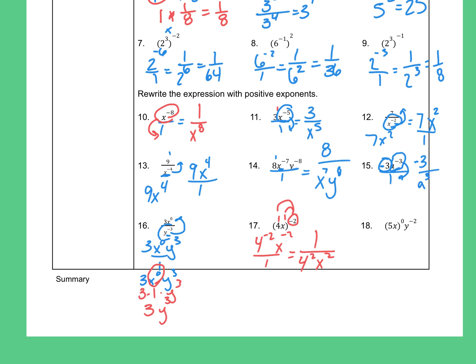And on our last one, this whole thing here, 5 to the x, is all raised to the 0. And anything to the 0 power is really just 1. So this whole thing here becomes just 1. And then I have y to the negative 2. I can't leave that negative, so I have to move this down to the denominator. So think of it as a fraction. That y has to move down. So in my fraction, that y is going to move down to become positive 2. And my numerator stays 1.